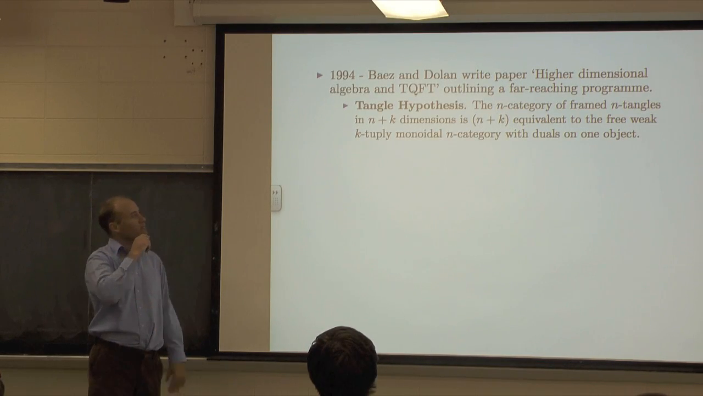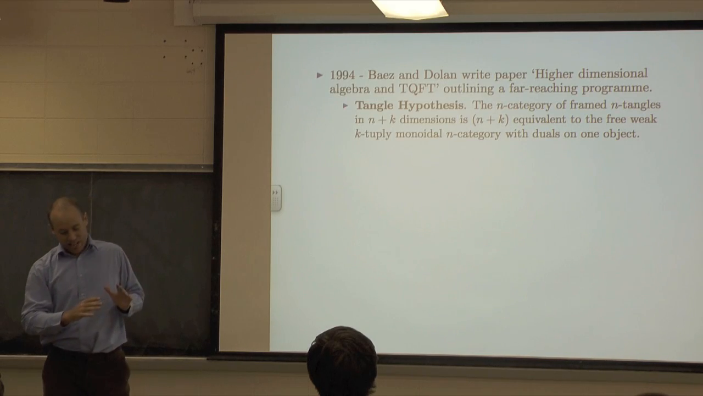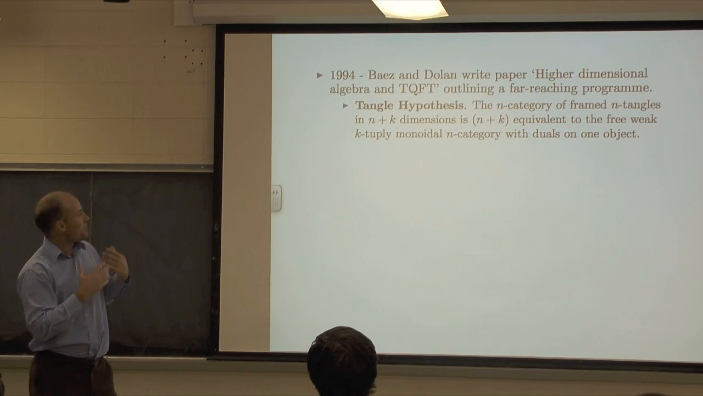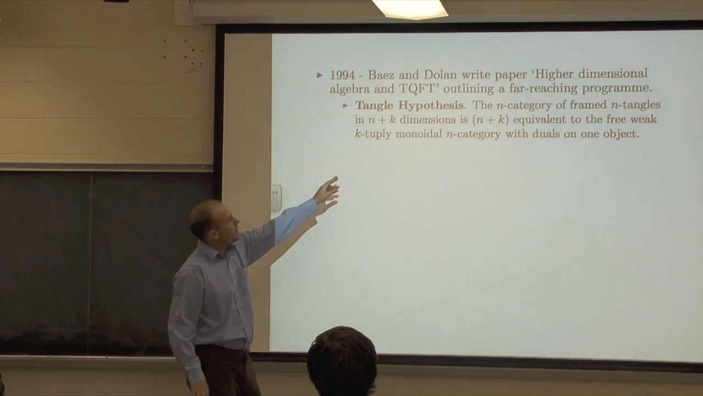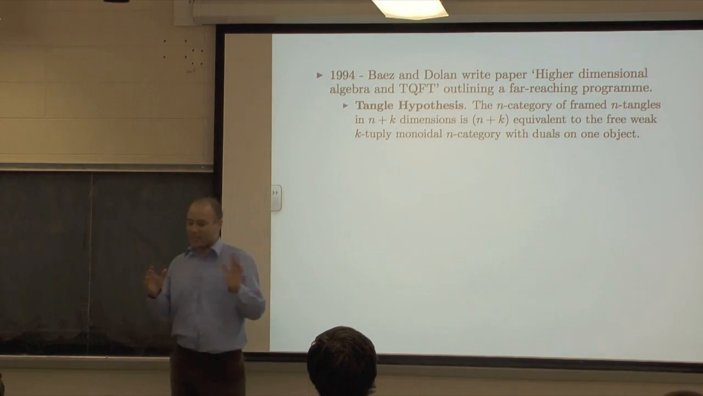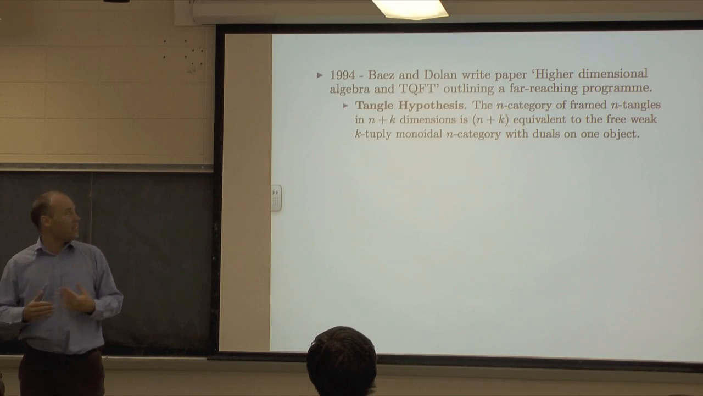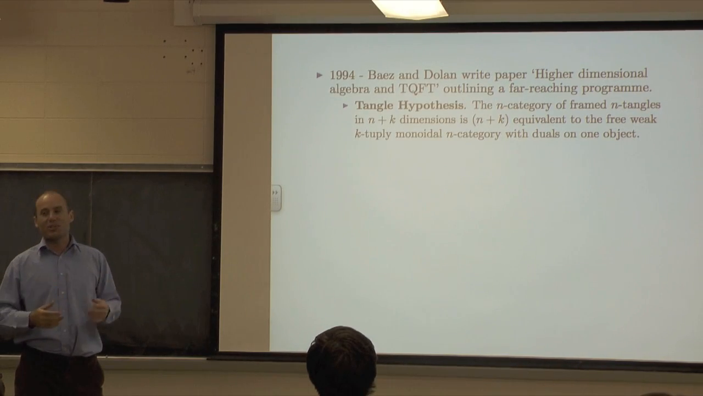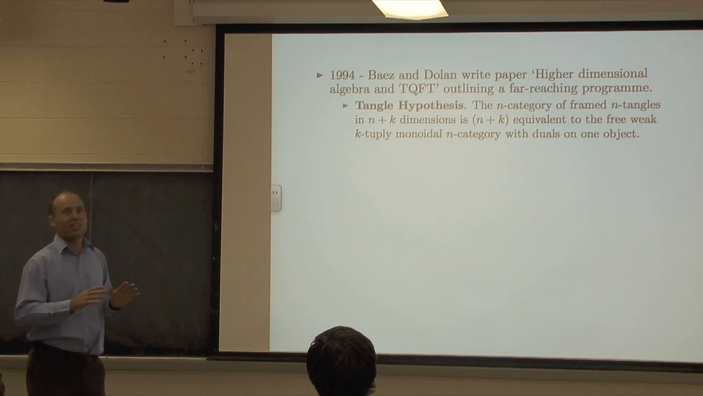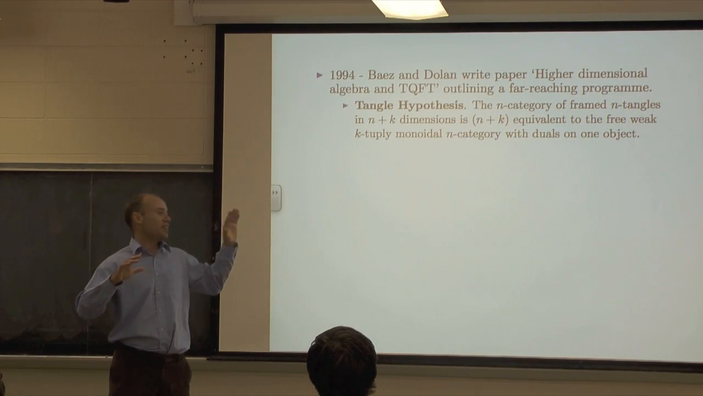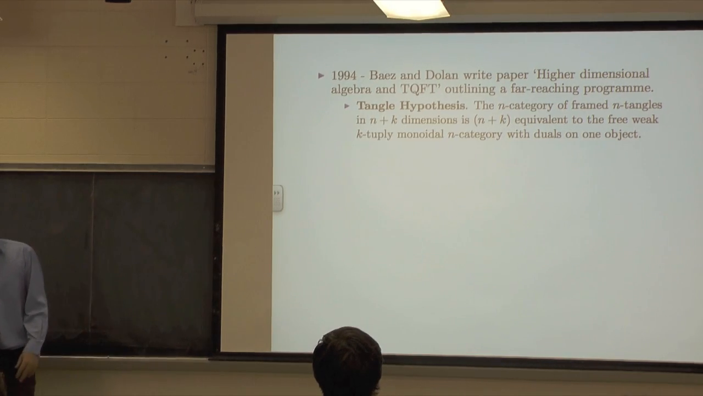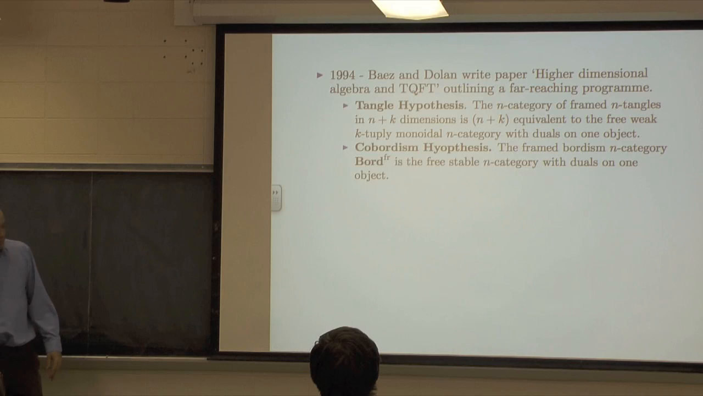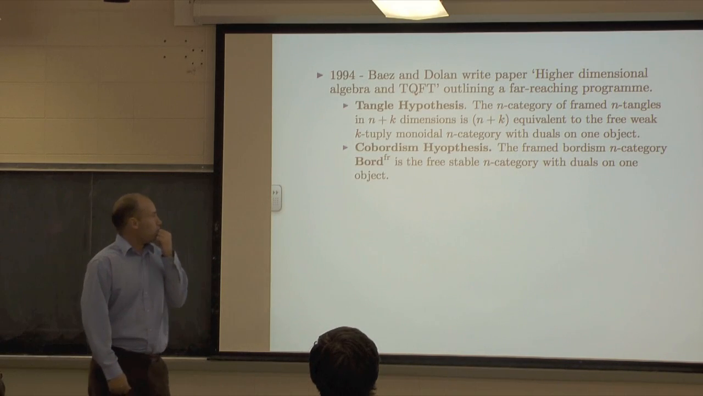A framed tangle means we have a normal trivialization of the normal bundle of each strand, so they're really ribbons, and these form a category, and they're saying that that geometric category is actually a free algebraic category with duals on one object. So if we could make sense of the notion of a free k-tuply monoidal n-category with duals on one object, that's some kind of algebraic thing, you could write it down with equations. Then we have a complete dictionary here between geometry and algebra. Okay, higher dimensional algebra. That's why the paper was called that.